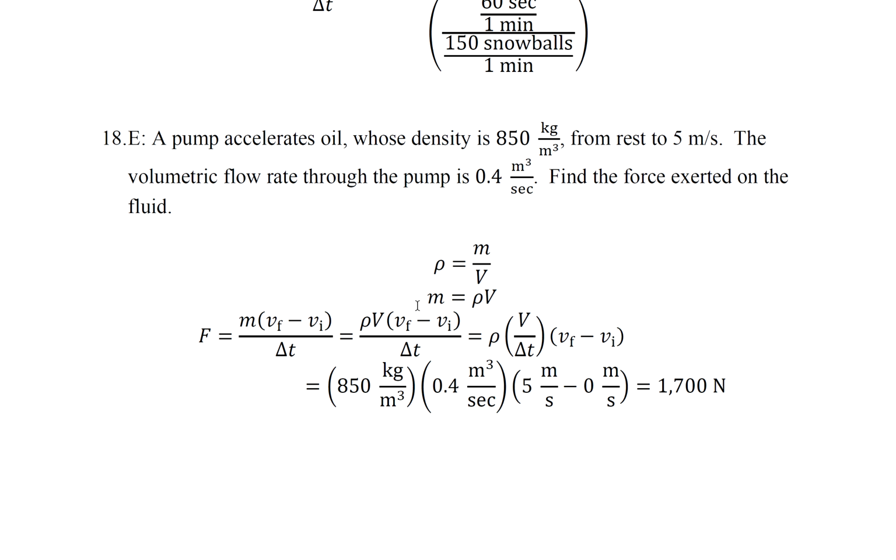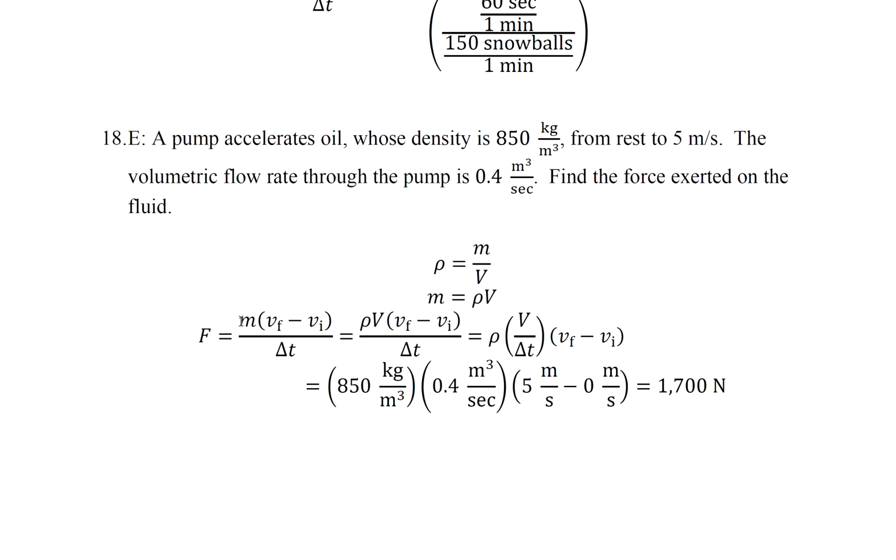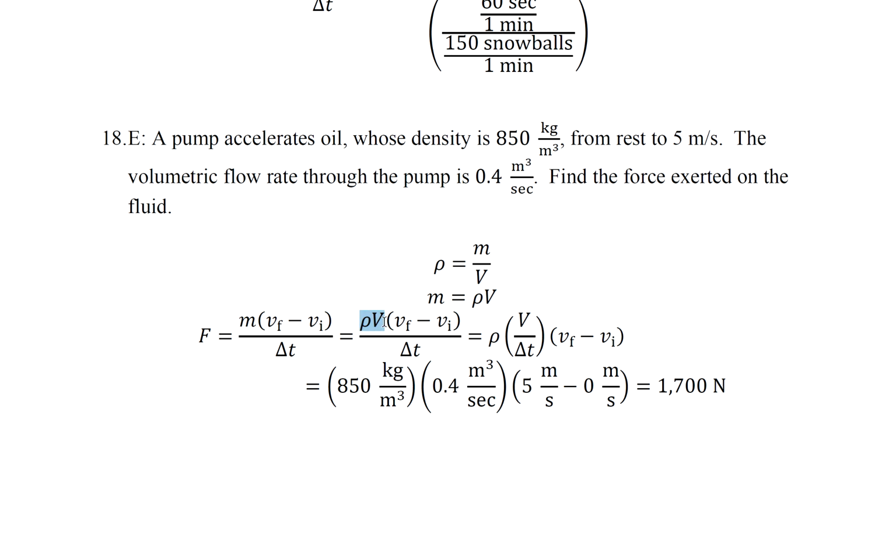So remember, mass is density times volume. In the front of this equation, we have mass. So substitute density times volume. And we have volume in the numerator, delta t in the denominator. So just group that together, which is meters cubed per second. And we were given the volumetric flow rate in meters cubed per second. And we could obtain the solution.